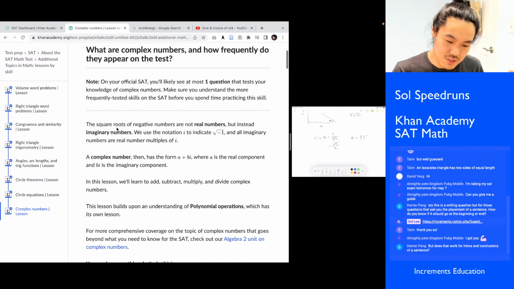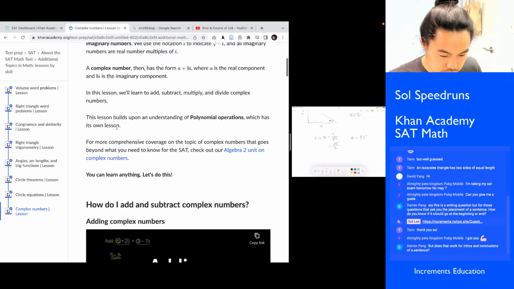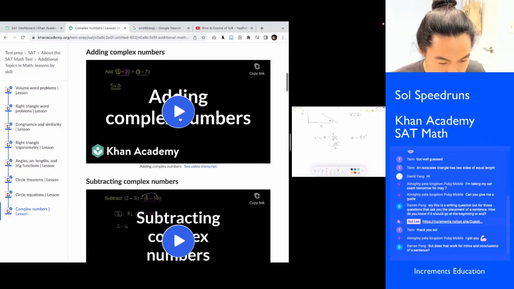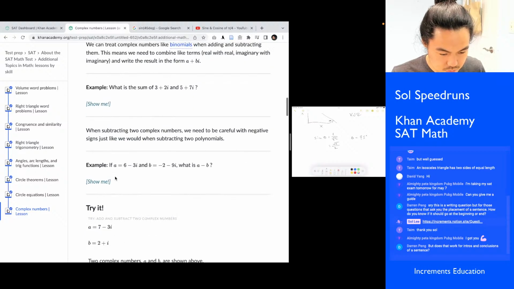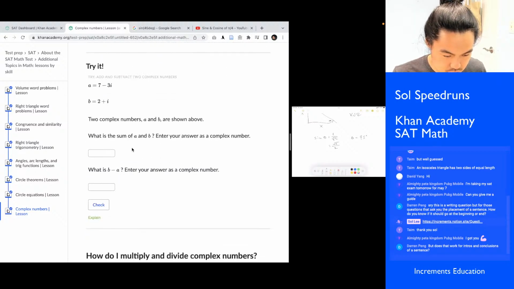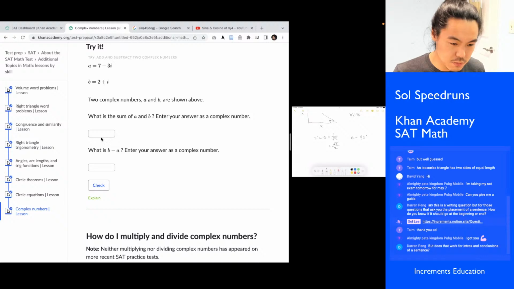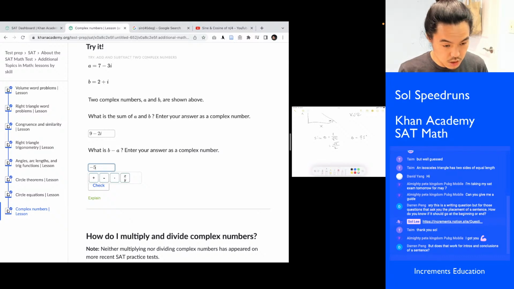Complex numbers, you know, you just square it and it turns to -1. Right? Do I need to do anything special with this? All right, what's the sum of a plus b? It's 9 minus 2i. What's b minus a? Minus 5, hang on, plus 4i.